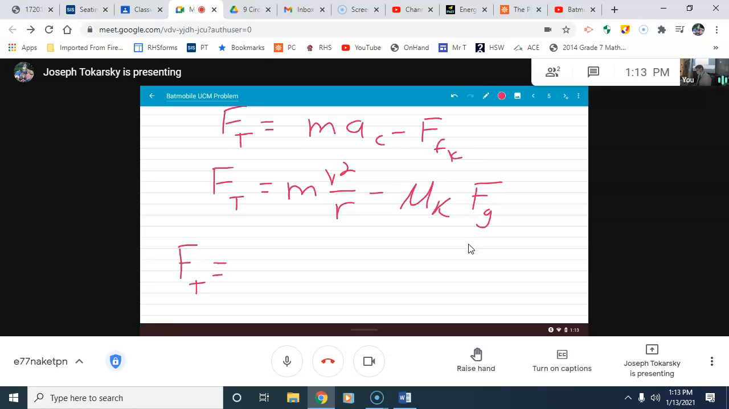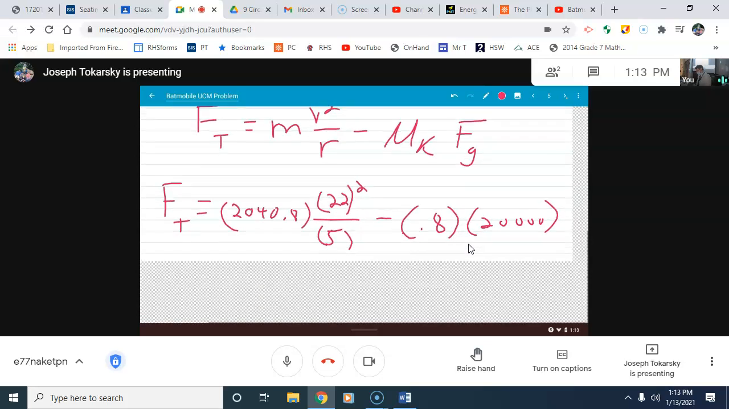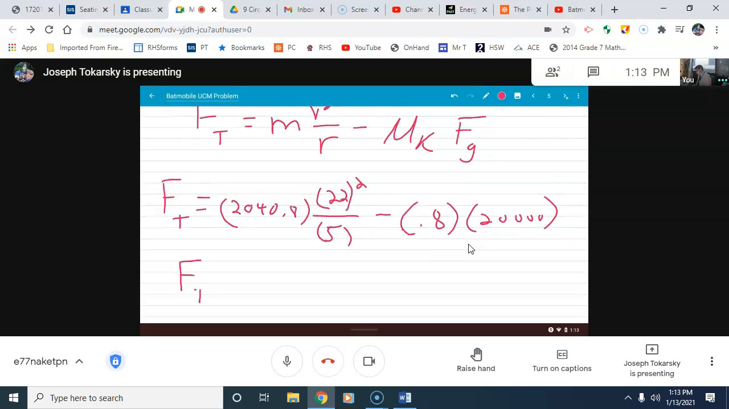Now I have all the numbers to plug in. The mass of it was 2,040.8. v was 22 squared. r was 5. Mu was 0.8. And the weight was 20,000 newtons. We run all those numbers. Give me a second to do so.